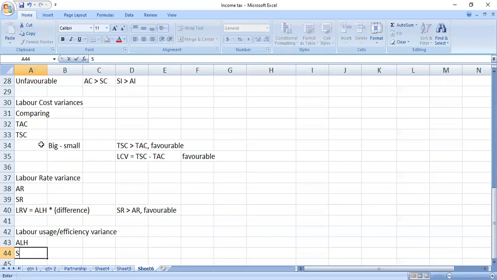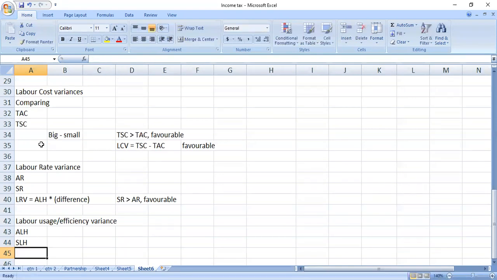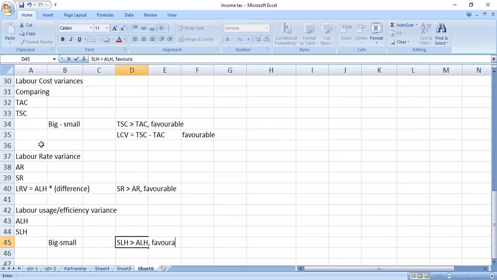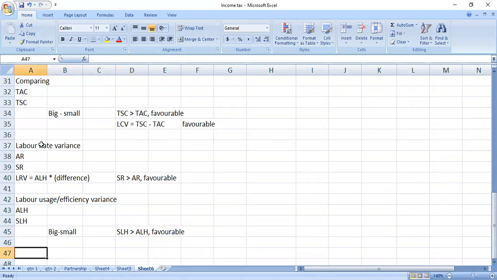Then you say, what's the standard labor hours? These are quantities. Then you compare as usual. So in comparing, I'm still emphasizing this big minus small. And the same thing, if your standard labor hours are more than actual labor hours, you're saying this is good. You guys are producing the same level of material at fewer hours. This is a good thing, right? It's favorable.